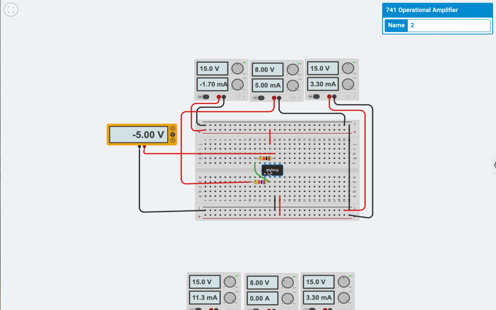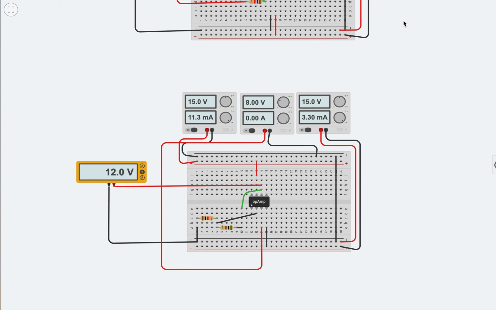For the inverting op amp, we're changing the input signal by 180 degrees, which takes it from the 8 to negative, and then the resistors get it from negative 8 down to 5 volts.